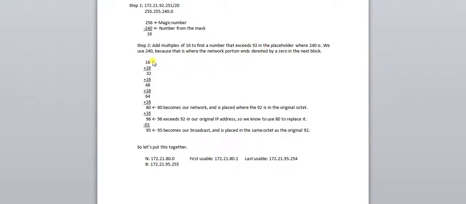So we're going to take 16 and add it to 16. We're going to get 32. That doesn't exceed 92. We're going to add another 16. 48 doesn't exceed 92. Add another 16. 64 does not exceed 92. Add another 16. 80 doesn't exceed 92. Add another 16, and 96 does exceed 92 in our original IP address, so we know to use 80 to replace it. So 80 becomes our network and is placed where the 92 is in the original octet.